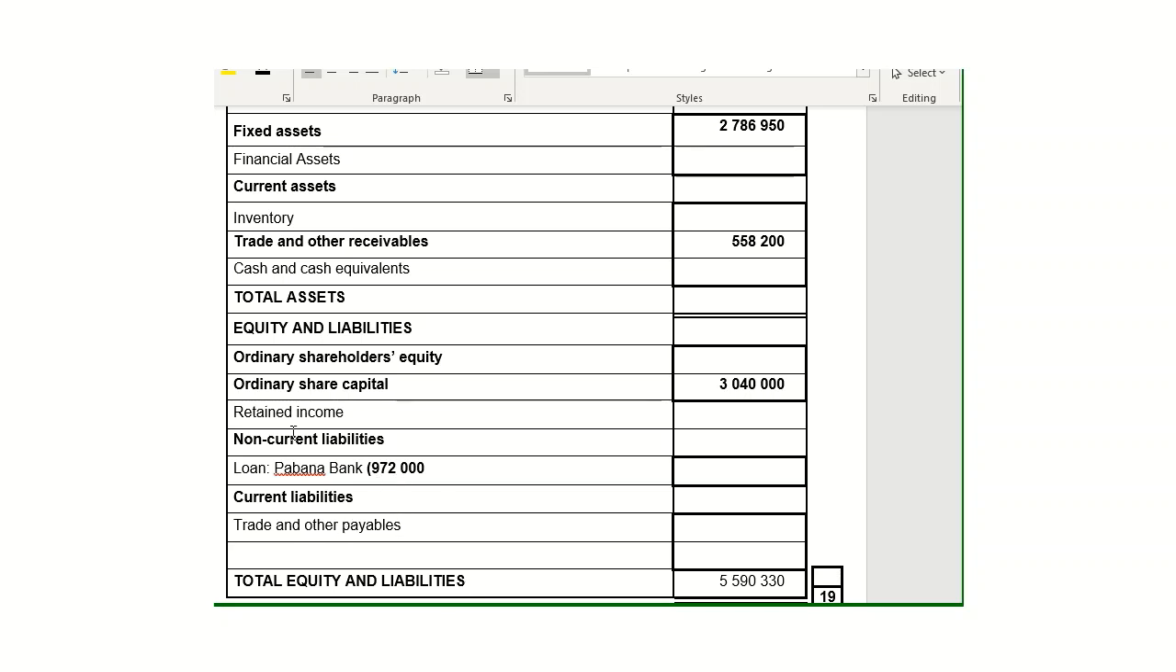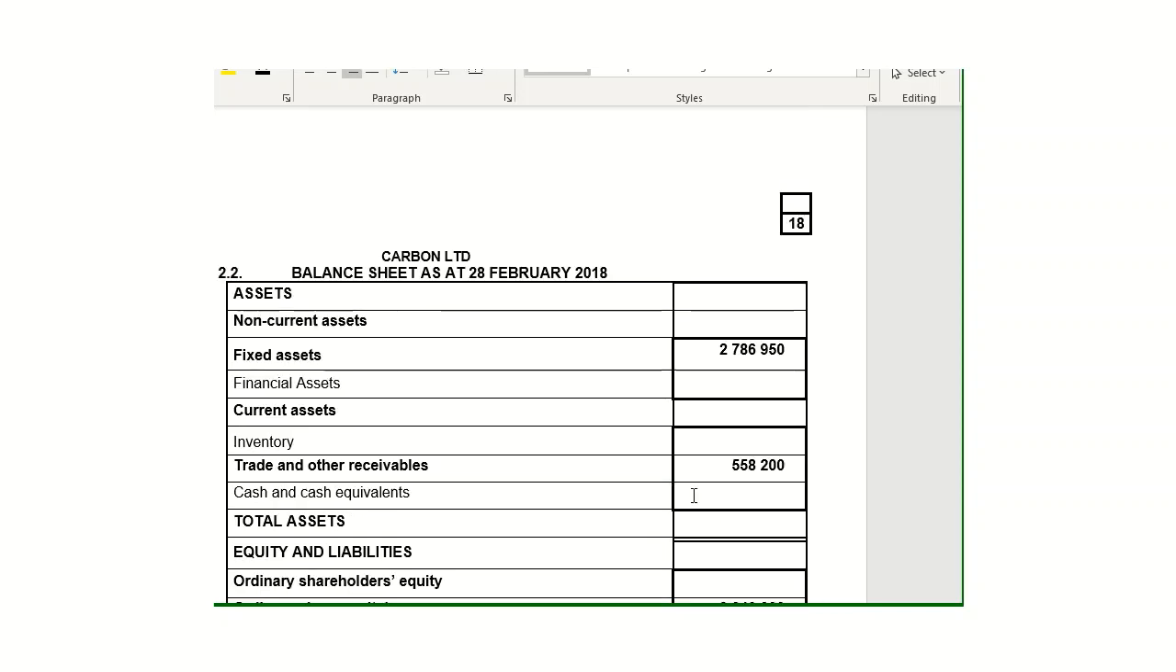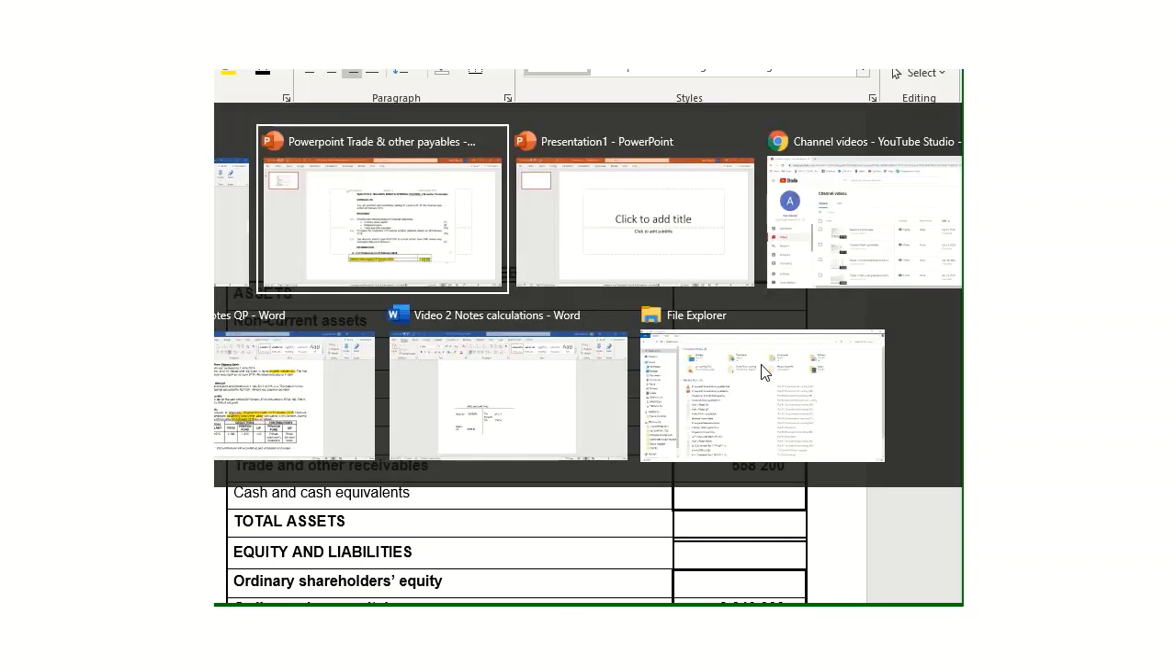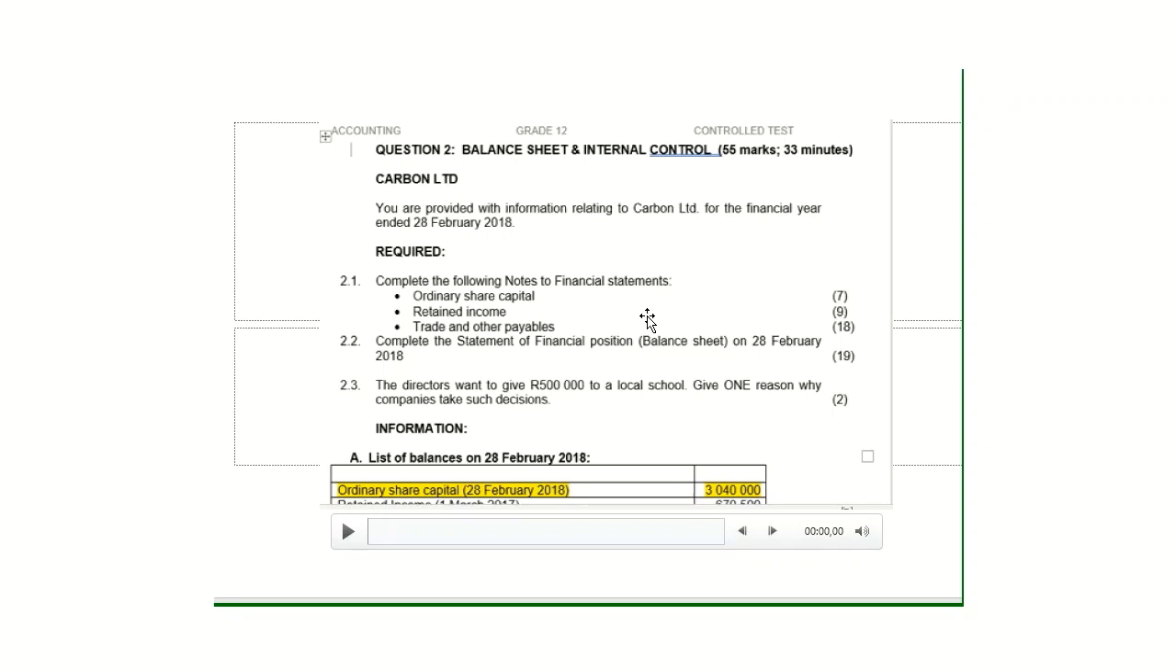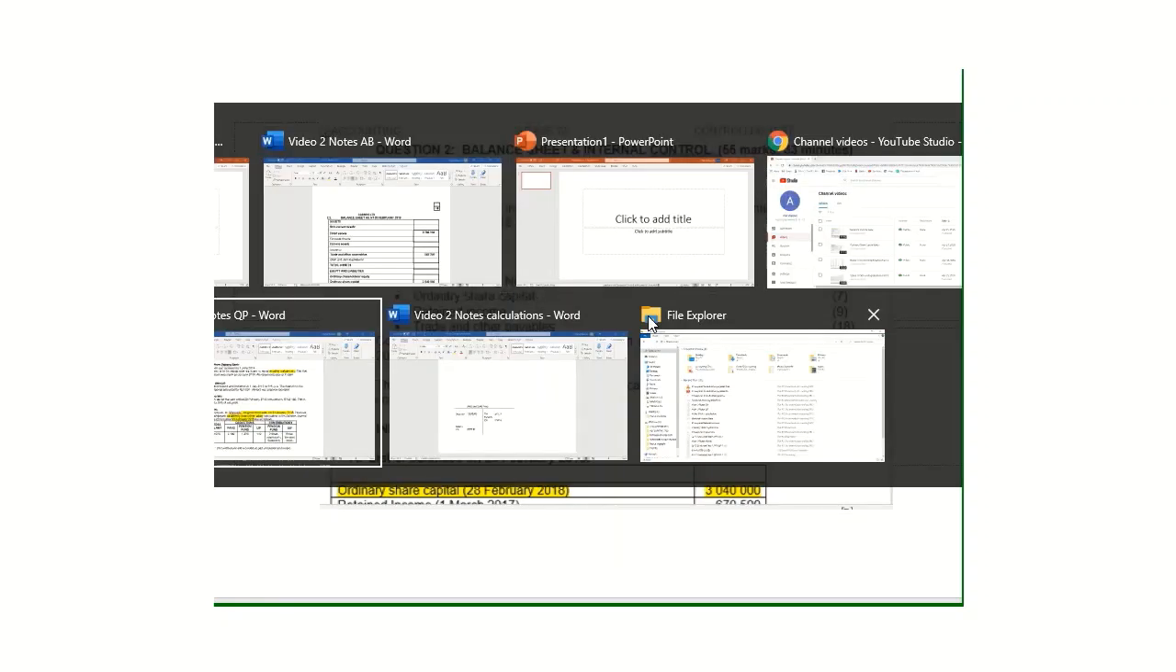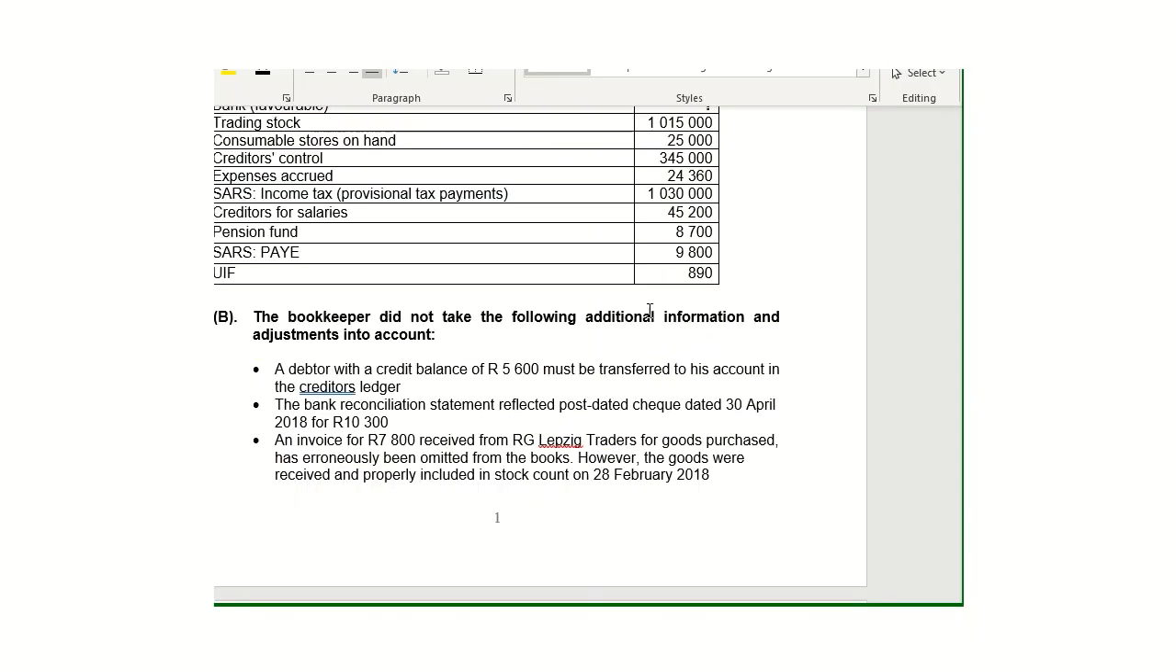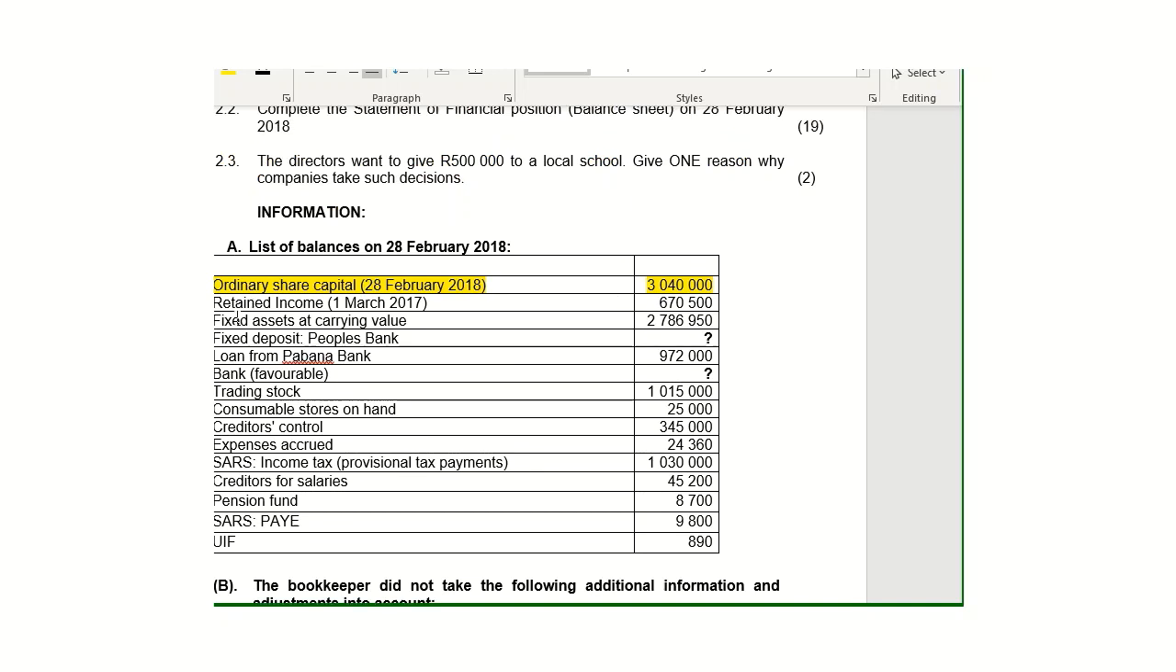So at this stage we're not quite sure yet, so we will first do the balance sheet, then we'll be able to see. So the first thing we're looking for is fixed assets, but they've already got it in. But let's just see where they got that figure from. If I look at the question, the list of balances, there's fixed assets at carrying value 2,786,950. 2,786,950 is what they've got in.